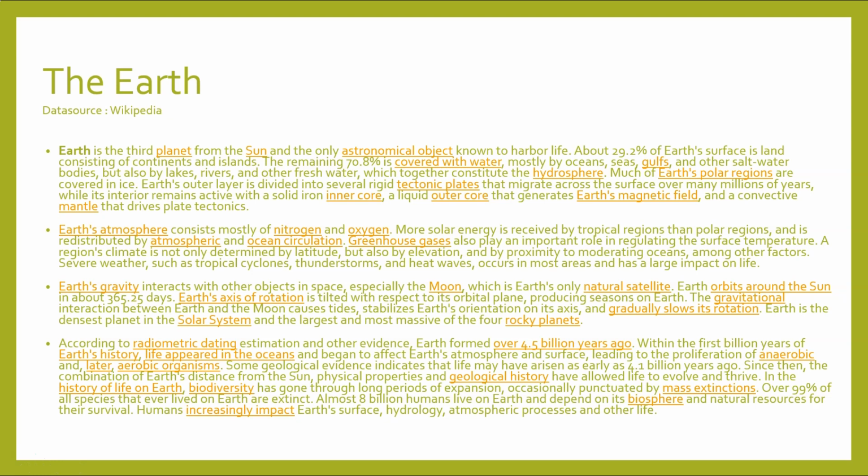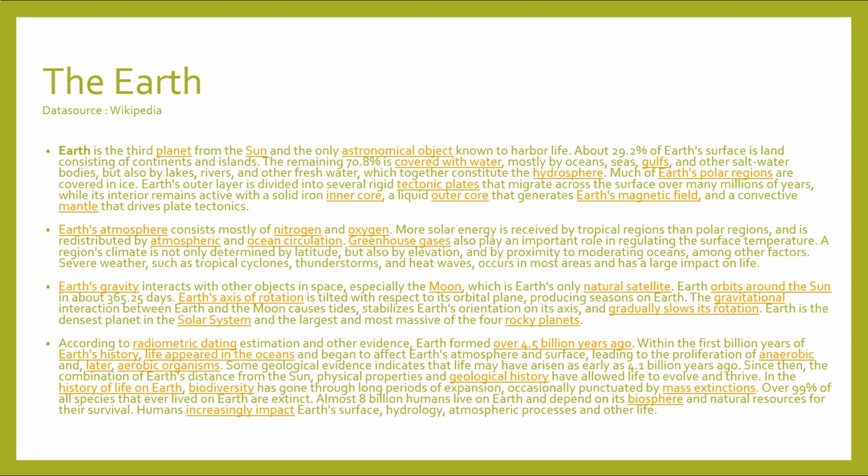About 29.2% of the Earth's surface is land consisting of continents and islands. The remaining 70.8% is covered with water, mostly by oceans, seas, gulfs and other salt water bodies, but also by lakes, rivers and other fresh water, which together constitute the hydrosphere.